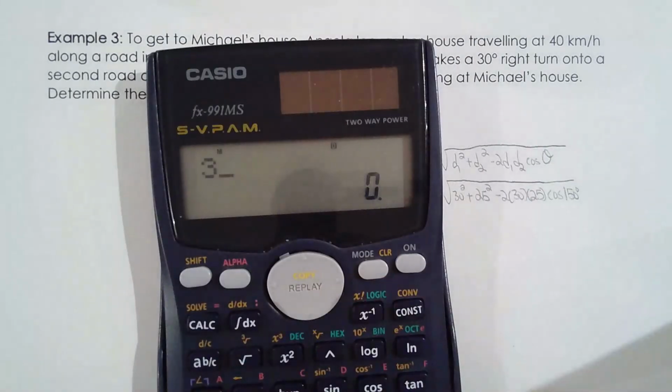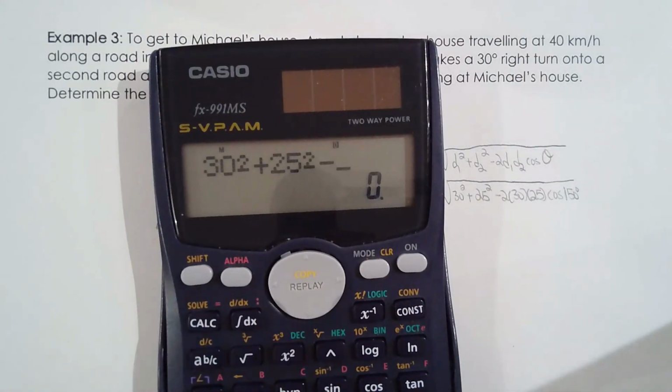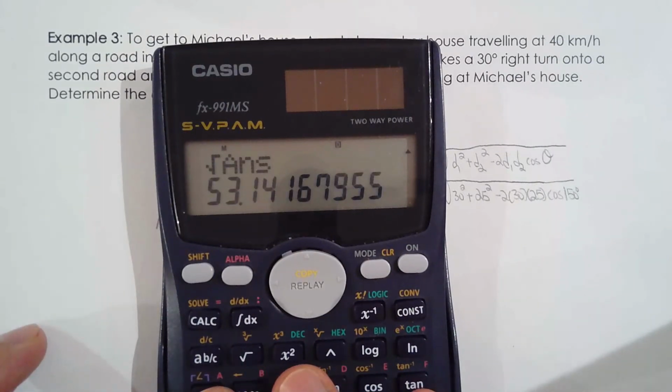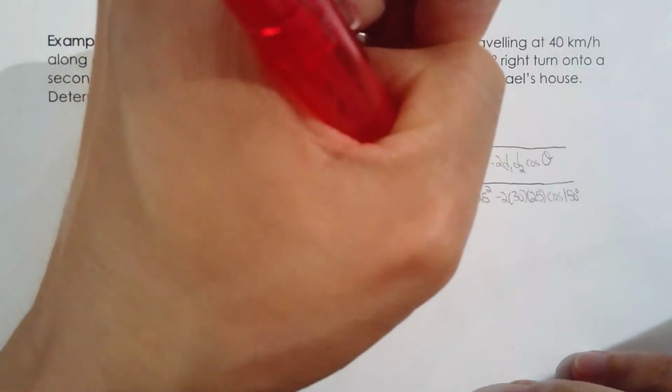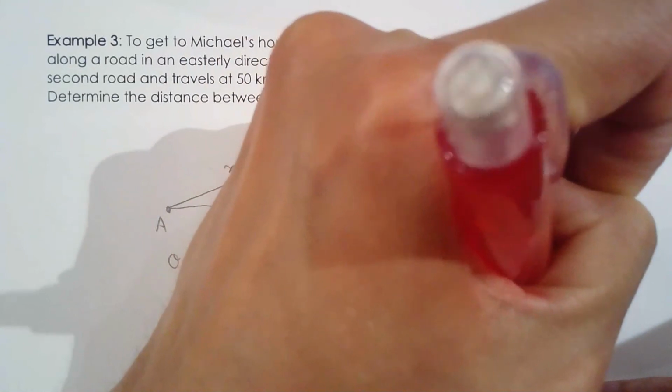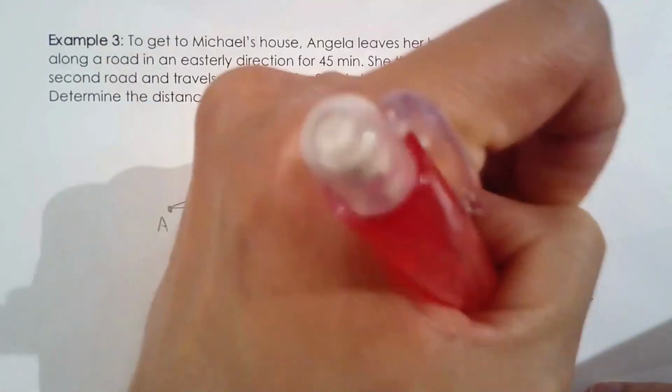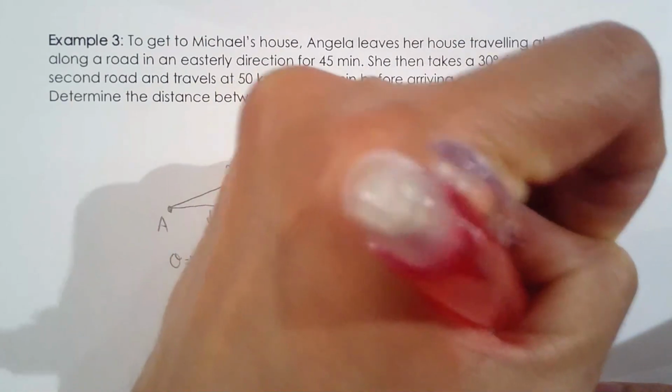So let's type this in. 30 squared plus 25 squared. So we're looking at about 53.1. So the distance between the two houses is approximately 53.1 kilometers.